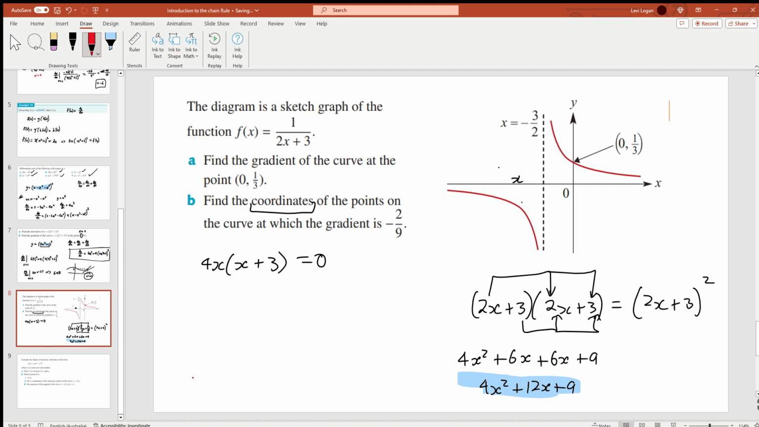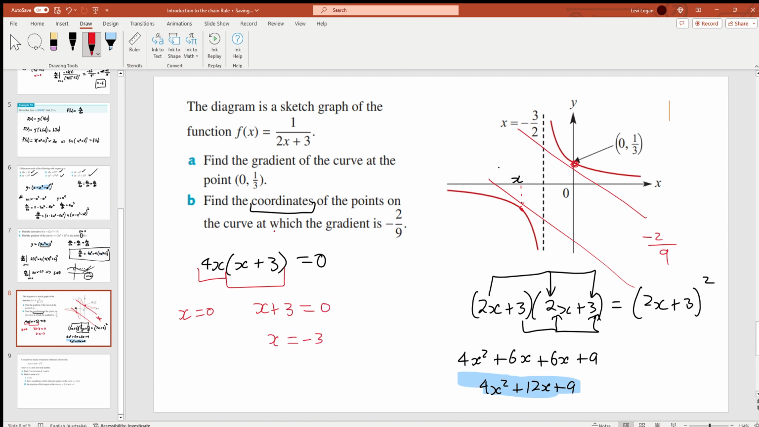So what this scenario tells me is the product of these two things equals 0. So that means this has to be 0 or this has to be 0. Now notice when x equals 0, that's actually one of our solutions here when the gradient is -2 on 9. We're looking for this other one here. So whatever that x value is. So when this equals 0, so x plus 3 equals 0. So if I solve that for x, I get x is equal to -3.